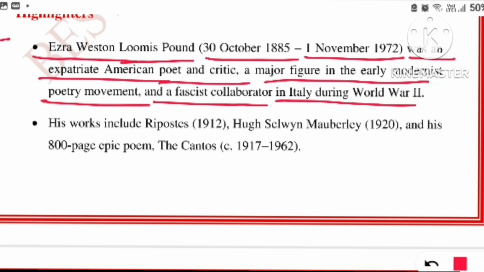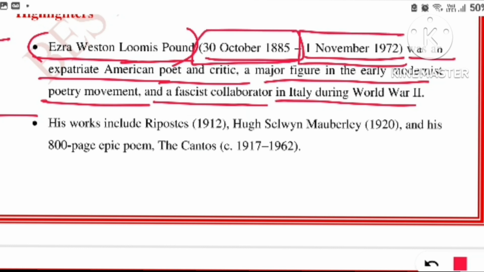Friends, from this question, there are so many MCQs which can come. Number 1 is about the full name of Ezra Pound. Because in literature we know him by his short name. So the full name is Ezra Weston Loomis Pound. And this is the correct year of his birth and this is the year when he died. Next, the word which is unique is expatriate. Expatriate means the one who is living in another country, leaving their own.